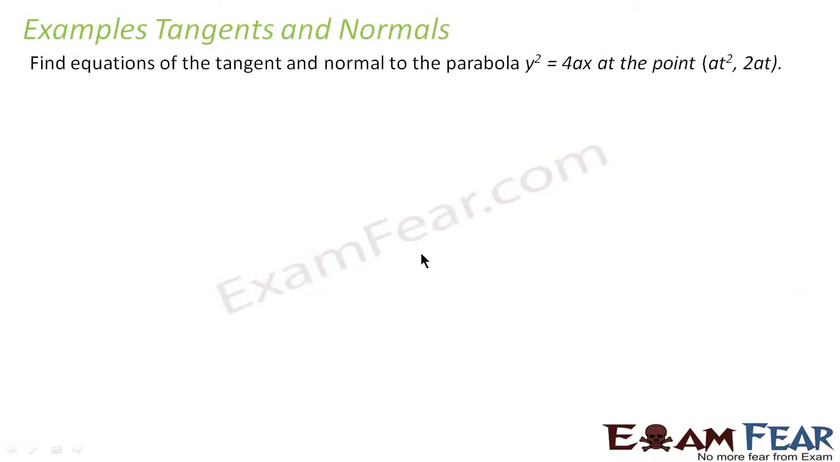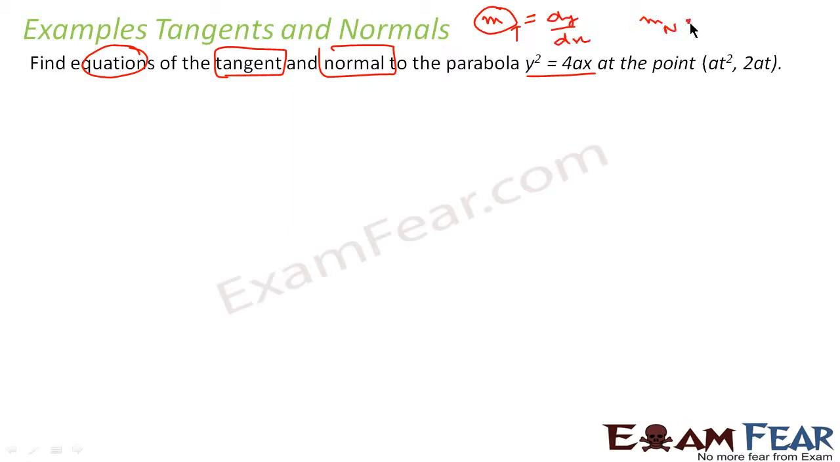Let's take one example. Here we have to find the equation of both tangent and normal to this parabola at this point. To find the equation of the tangent, the first thing I have to do is find the slope of the tangent. And the same thing for finding the equation of the normal: I have to find the slope of the normal. Slope of tangent is nothing but m_t, which is dy by dx, and slope of normal is nothing but minus 1 by dy by dx. Correct? So I can conclude that the first thing I have to find is dy by dx.